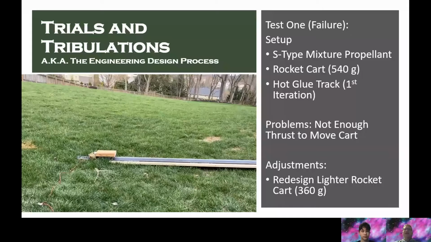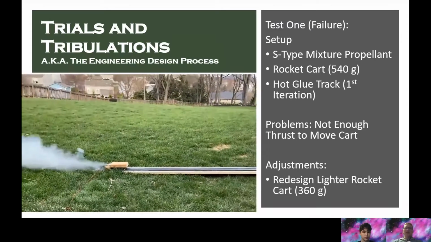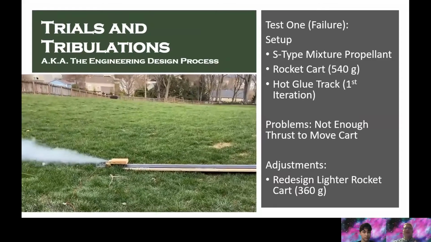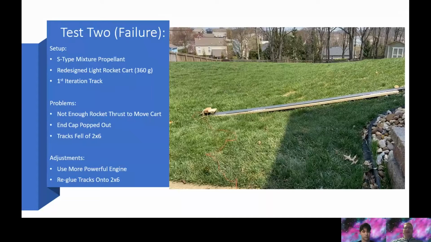So for test one, we decided to start out with a sugar mix propellant. We also used our first iteration of the rocket cart, which weighed about 540 grams, and our first iteration of the rocket cart track, in which we just glued one half of the 10-foot PVC pipe onto a 2x6 piece of lumber. As you can see from the video, the problem was there wasn't nearly enough thrust to move the cart. So we decided to make a lighter rocket cart, around 360 grams, for our next test.